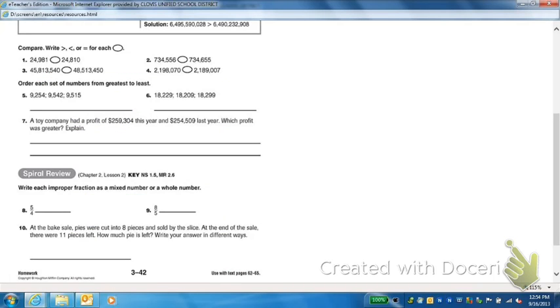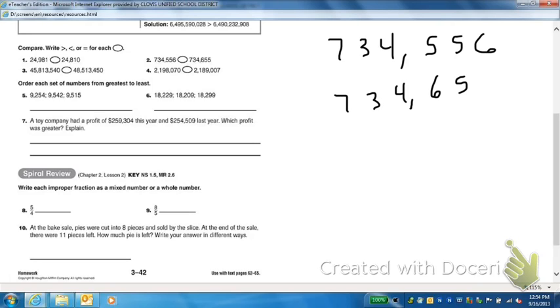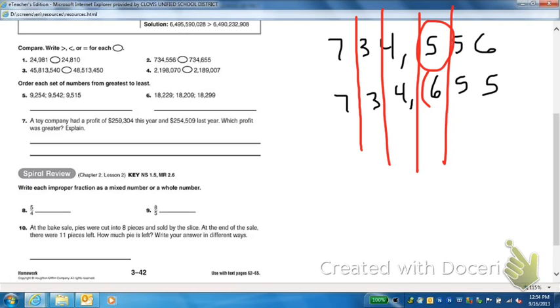So let's check out number 3, 734,556 and 734,655. So we want to line up the numbers. And then start comparing. 7, 3, 4, 5. So here we go, 5 and 6. 6 is greater than 5, so this number would be greater. So the answer would be 734,556 is less than 734,655.